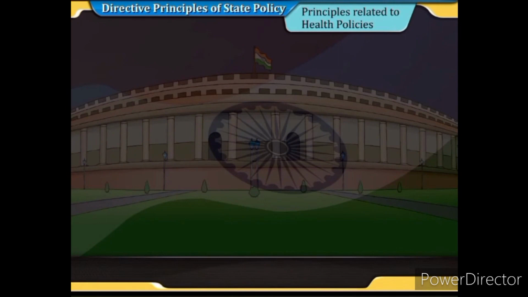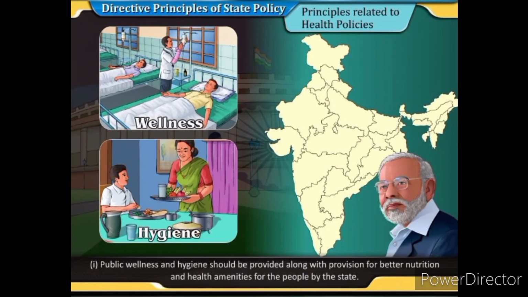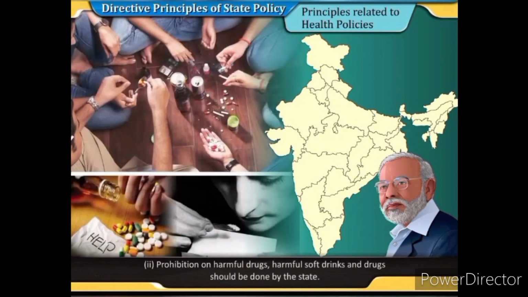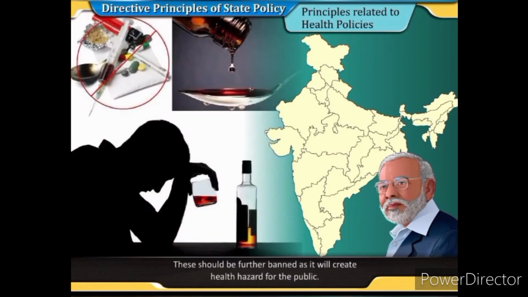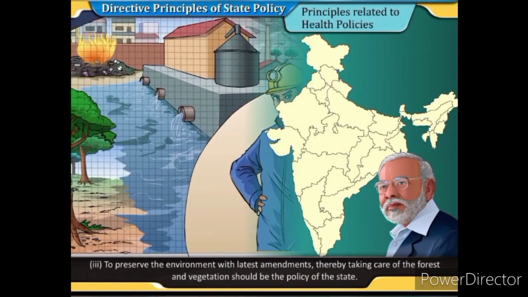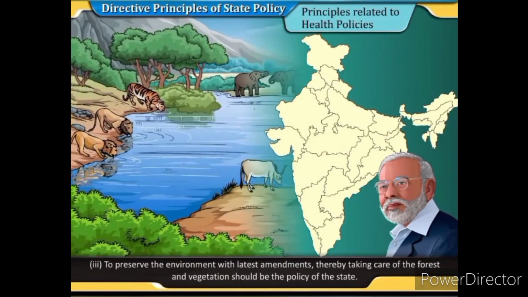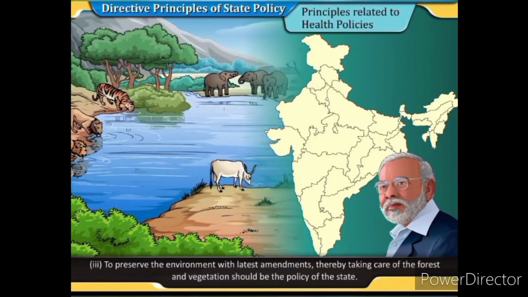Principles related to health policies. Public wellness and hygiene should be provided along with better nutrition and health amenities for the people by the state. Prohibition of harmful drugs and harmful soft drinks should be enforced by the state. These should be banned as they create health hazards for the public. To preserve the environment with the latest amendments, thereby taking care of forests and vegetation, should be the policy of the state.